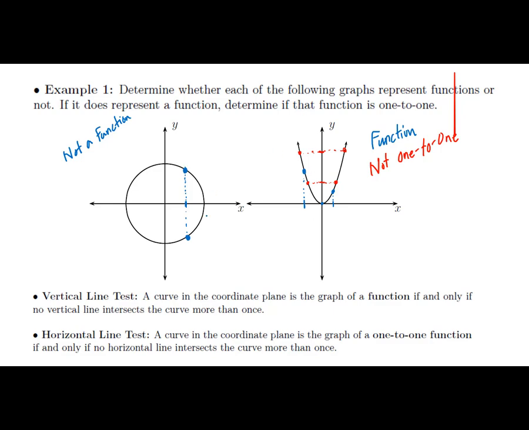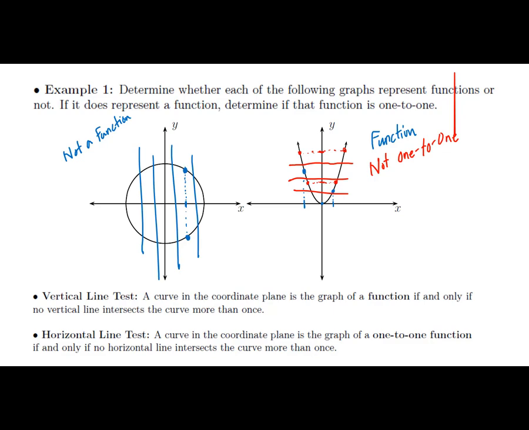The other way to look at this circle would just be to say, look at this, I'm drawing vertical lines, and I'm hitting my graph more than once, so immediately I know it's not a function. And similarly with my parabola here, I'm drawing a bunch of horizontal lines, and it's hitting twice, so it's not a one-to-one function.